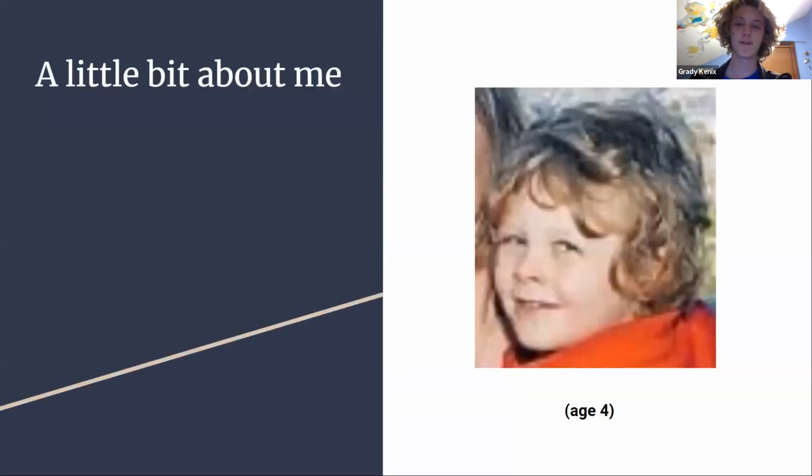So first, a little bit about me. That's me at age 4, grainy photo. I'm from Christchurch. I like computer science. I'm teaching a course for Sage. That's about it. That's all that really needs to be talked about for that.